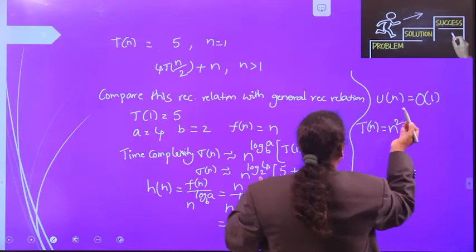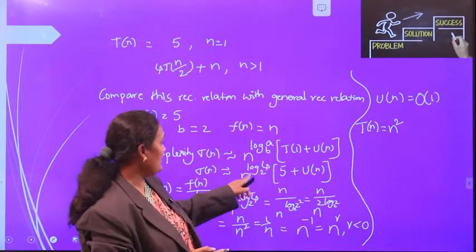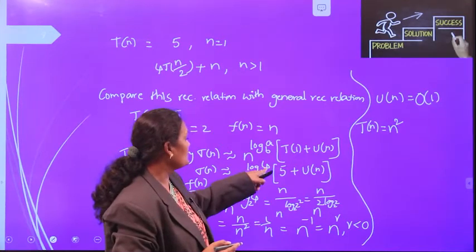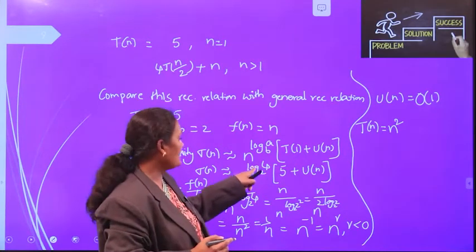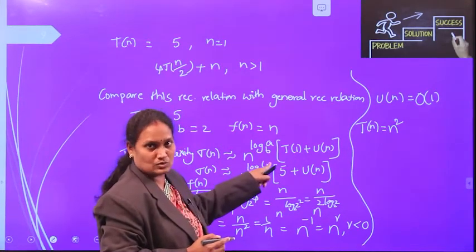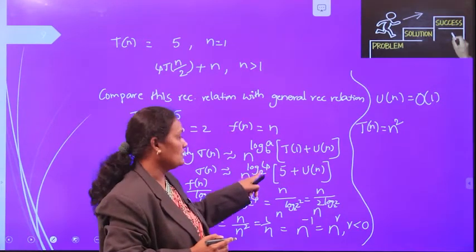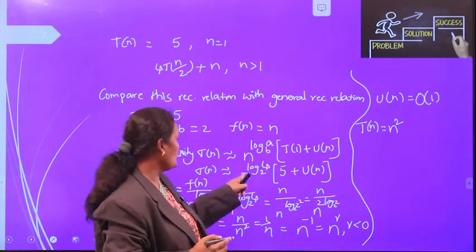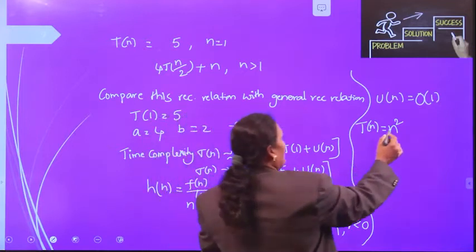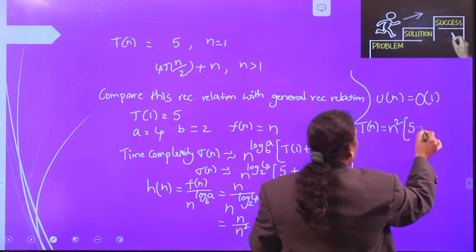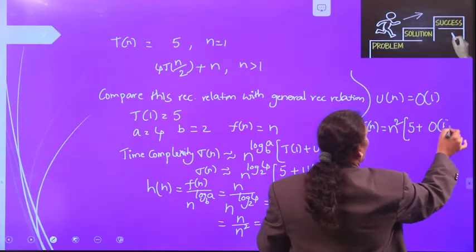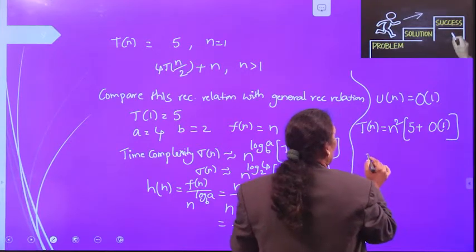By simplifying it, we will get n square. Here also we can write log 2 square base 2. Log 2 square means 2 log 2, so 2 log 2 base 2. Log 2 base 2 means 1. So we will get n square 5 plus big O of 1.